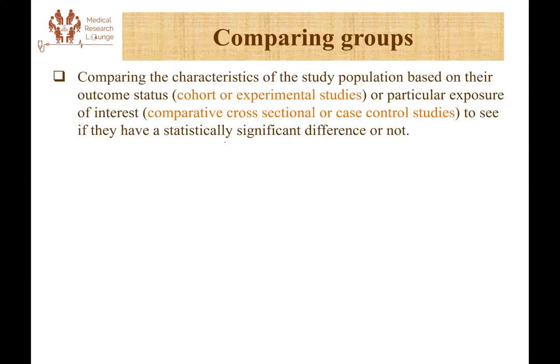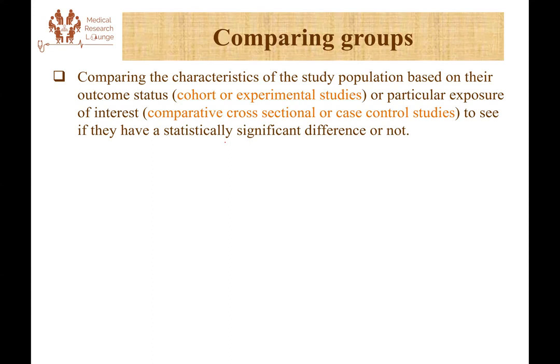So when we compare groups, what we do is simply compare the characteristics of the study population based on their outcome of interest, by classifying them as those with the outcome and those without the outcome, or it could be based on their exposure status, whether the population group is exposed or not exposed. So based on the study design, we can compare groups based on their outcome or exposure status so that we can see if there is a statistically significant difference between the two or not.